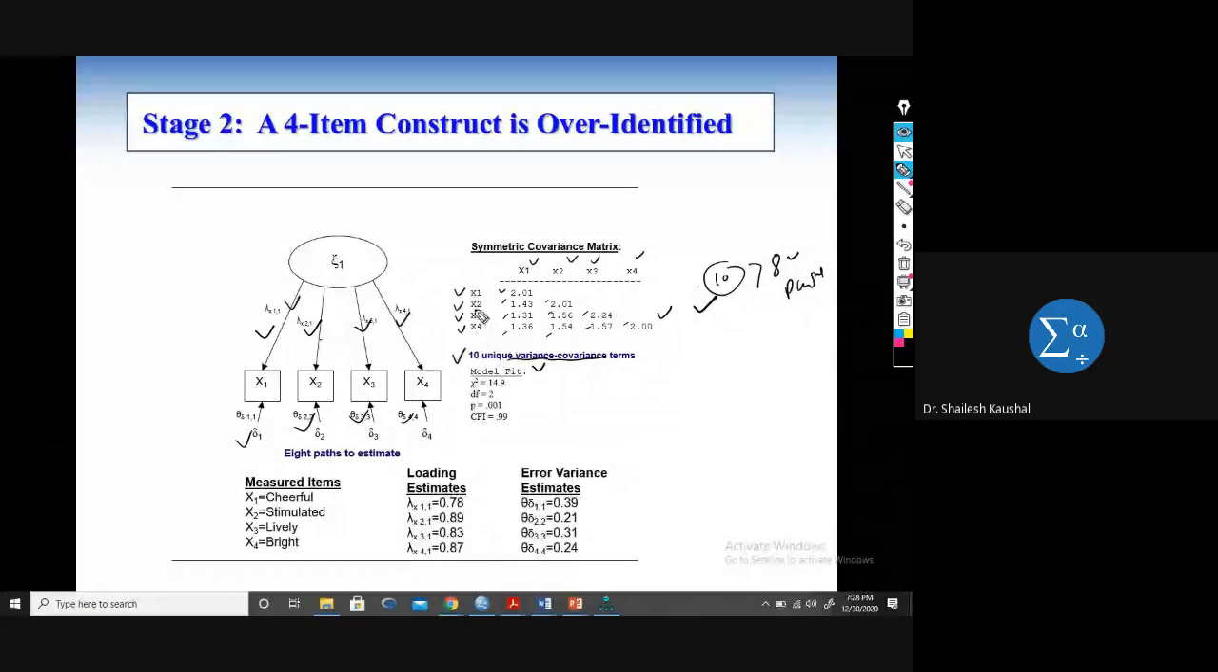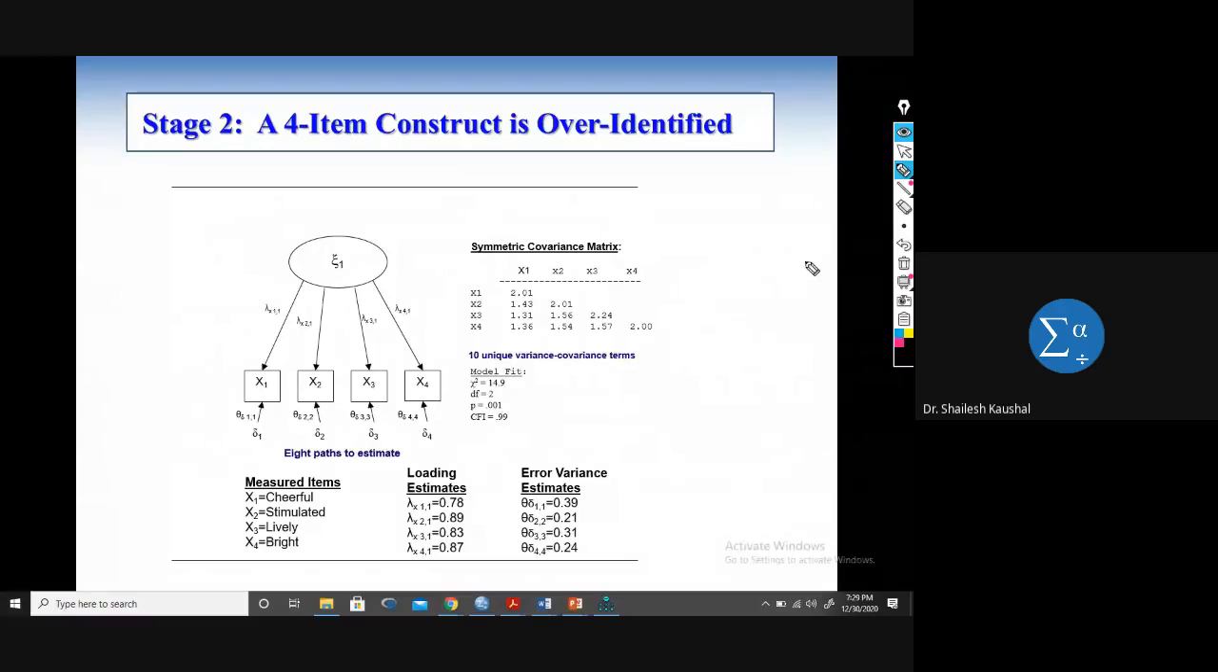But when we take only 2 variables, x1 and x2, how many unique variance or covariance terms? 3. 1, 2, 3. So there are 2 terms: one is unique variance. The variance covariance terms should be greater than the parameters.